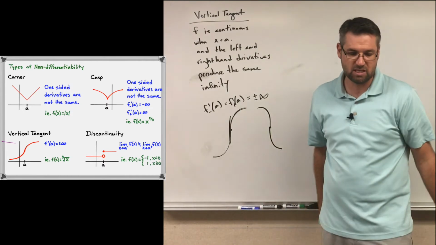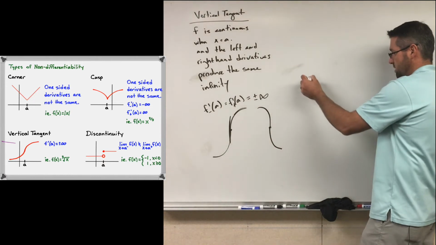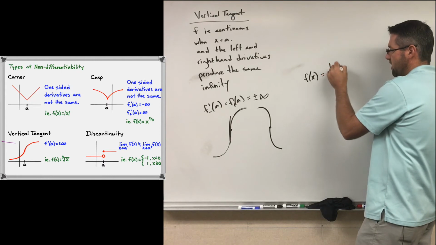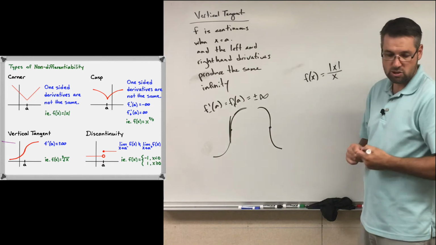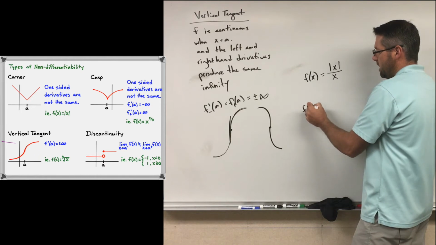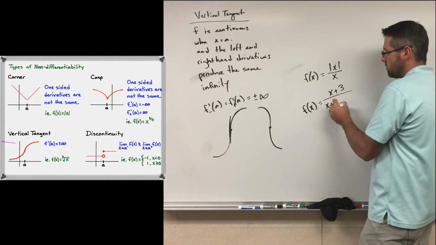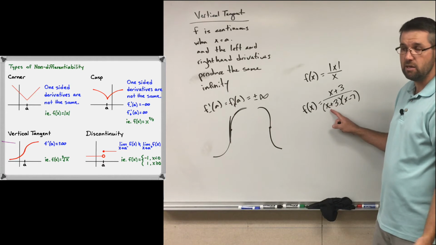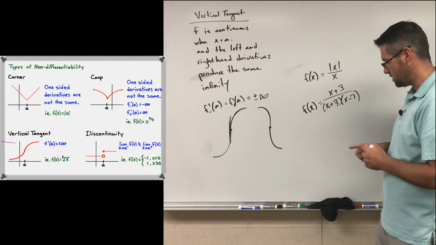And so an example of this, like a classic example, is piecewise functions. Another example of this would be something like f of x equals absolute value of x over x. That function is a jump discontinuity, so it's not differentiable at 0. We could also say something like this, x plus 3 over x plus 3 times x minus 7. This is discontinuous at x equals -3, therefore it's not differentiable there. Same thing at x equals 7, it's discontinuous there, so it's not differentiable there.